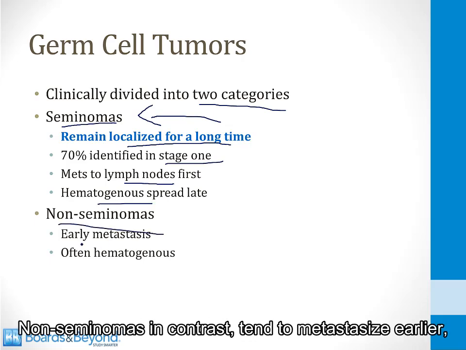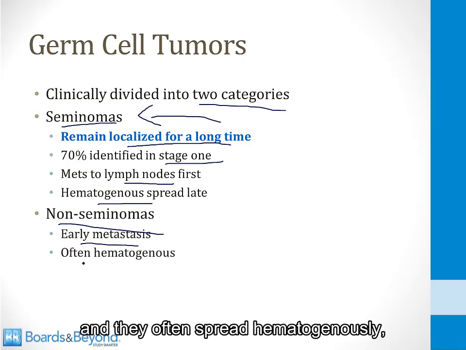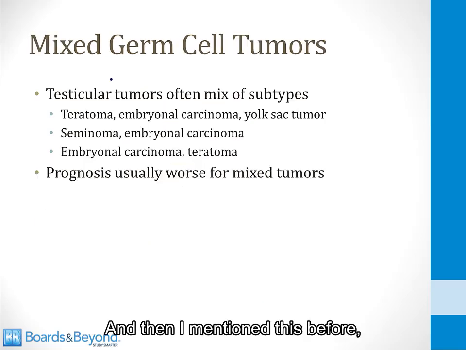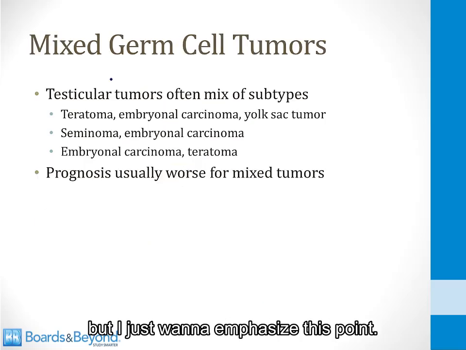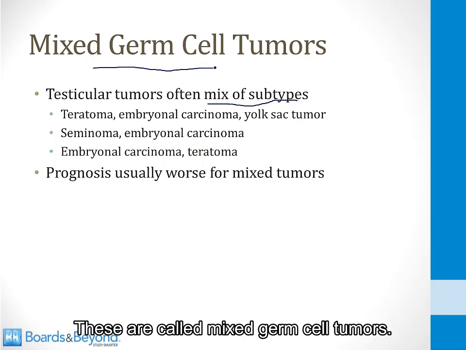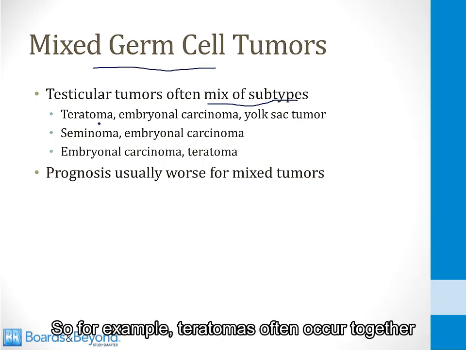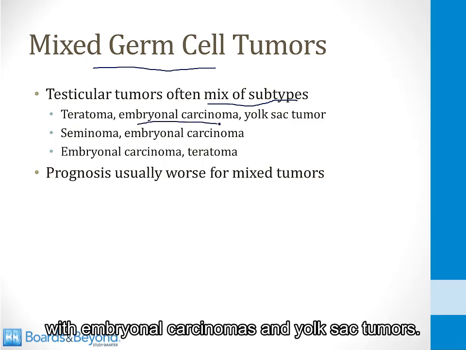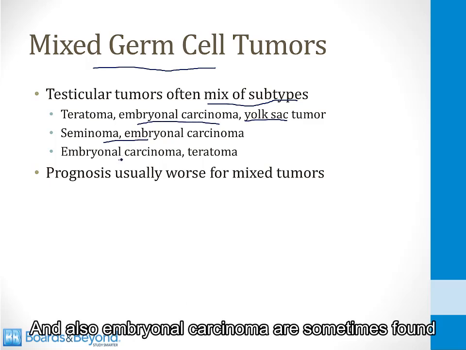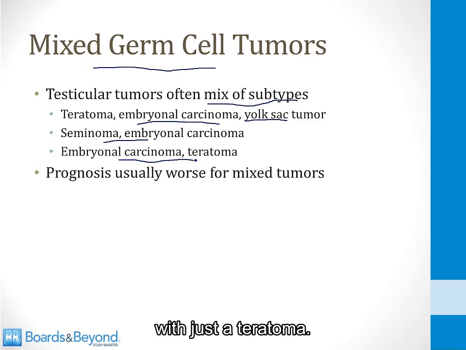Non-seminomas, in contrast, tend to metastasize earlier, and they often spread hematogenously, and this is a distinction from seminomas. And then I mentioned this before, but I just want to emphasize this point. Many testicular germ cell tumors are a mix of subtypes. These are called mixed germ cell tumors. So, for example, teratomas often occur together with embryonal carcinomas and yolk sac tumors. Seminomas and embryonal carcinomas often go together, and also embryonal carcinomas are sometimes found with just a teratoma.